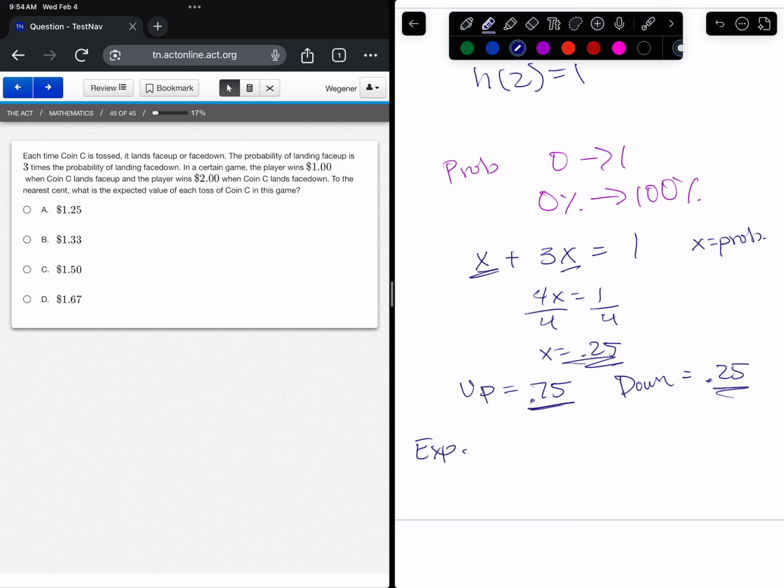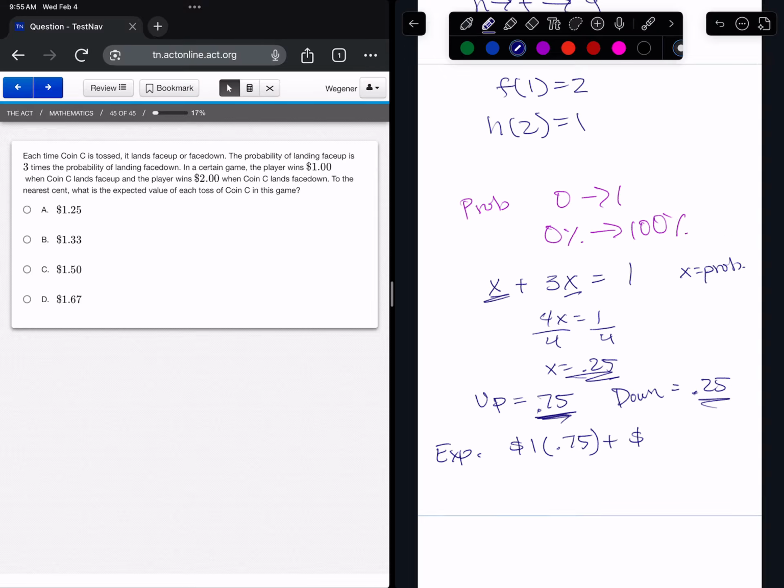Now to find the expected value, we multiply the $1 by the probability of getting $1. That's 0.75, because if I get face up, which is 75%, I get $1. We're going to add that to, if it's down, I get, wait, is it $2? Let me check. It's $2. Sorry, I had to reread it.